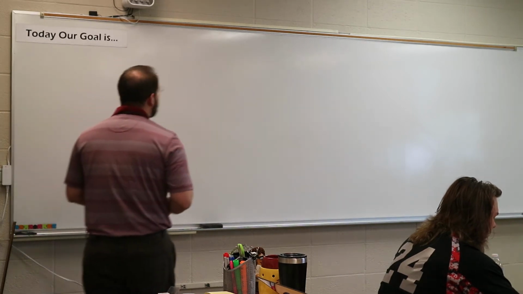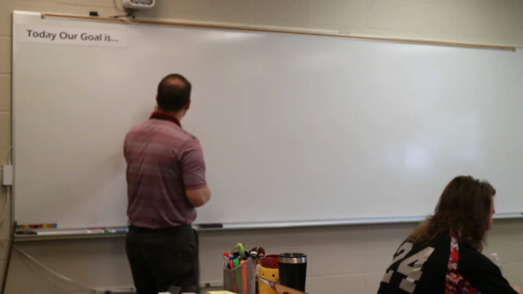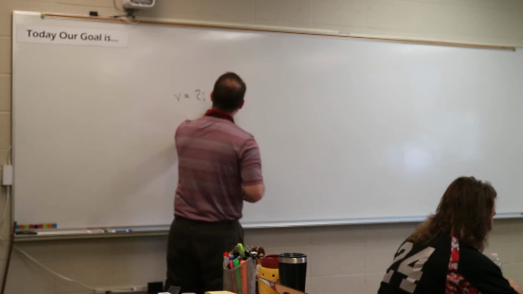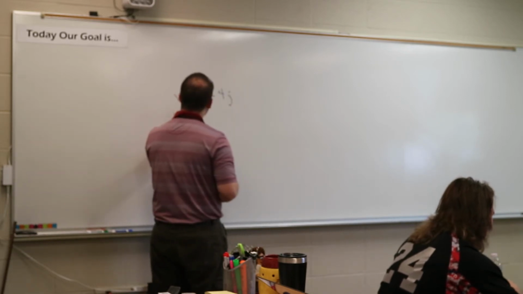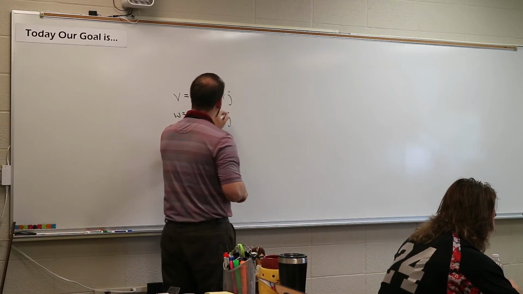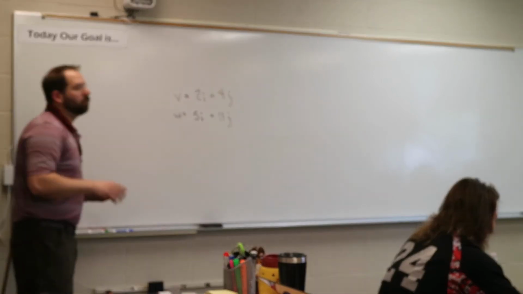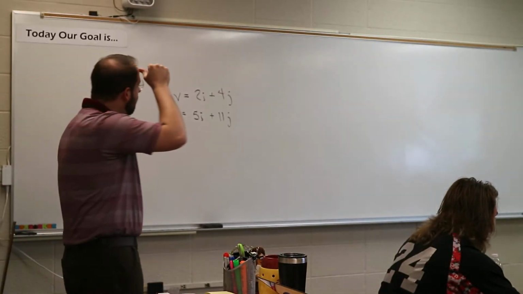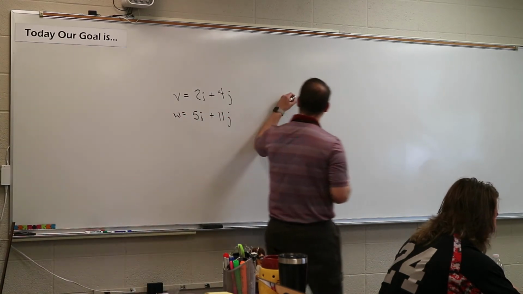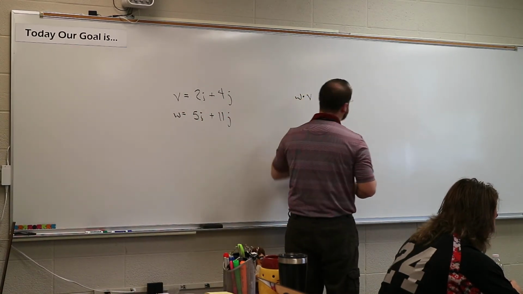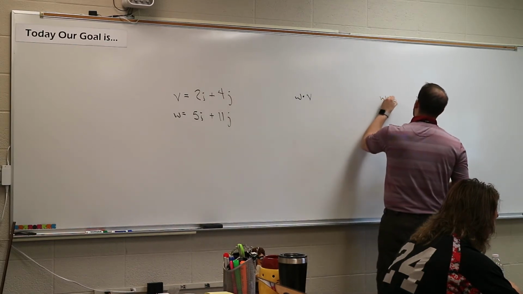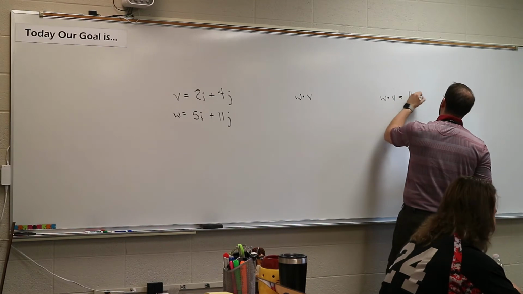So, alright, hey, last problem, here we go. Last problem of the day: v is 2i plus 4j, and w is going to be, let's go with 5i plus 11j. Fine, that'll work. So let's say that this is my problem, right? On this one, this is your last problem, they want you to do the dot product between the two vectors, and they want to know the angle in between. So this is how you find the angle in between.